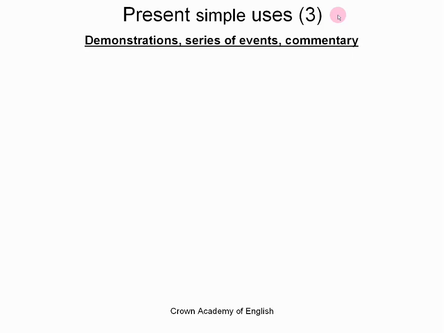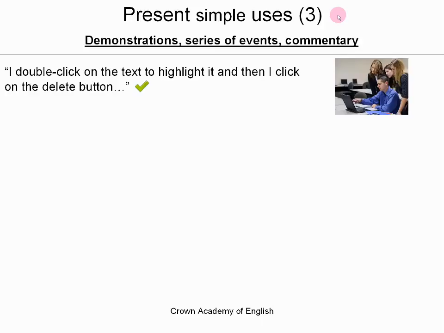So let's have a look at these. So for example, if someone was demonstrating some software on a computer training. As you can see on the photograph on the right, the man with the blue shirt is demonstrating to the other people how to use some software. So he would be saying there, I double click on the text to highlight it, and then I click on the delete button. Okay.